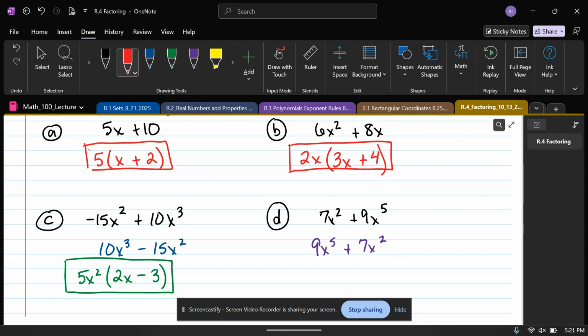X squared is, because the first one has 5 x's, the second one has 2, so they've got 2 that match up. Now, number-wise, 9 and 7 don't have anything in common, but they can have a letter that is the GCF. So the GCF here is going to be x squared. What's that going to leave in the parentheses? 9x cubed plus 7. Boom.